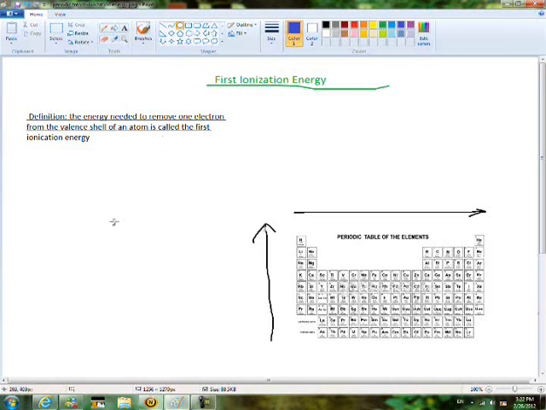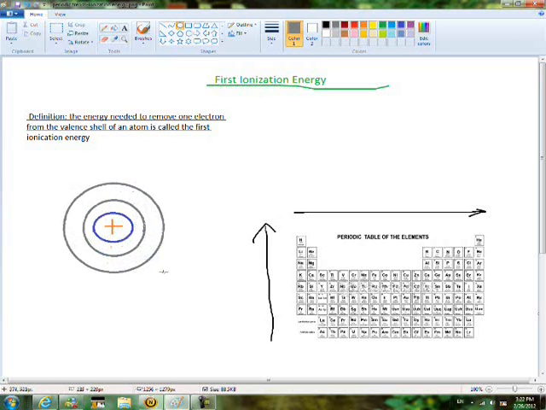Let's draw a diagram now to show what this really means. So here's my nucleus, which is positively charged overall. And here is my first shell, and here's another shell. And here are some electrons now. Let's just fill it up.